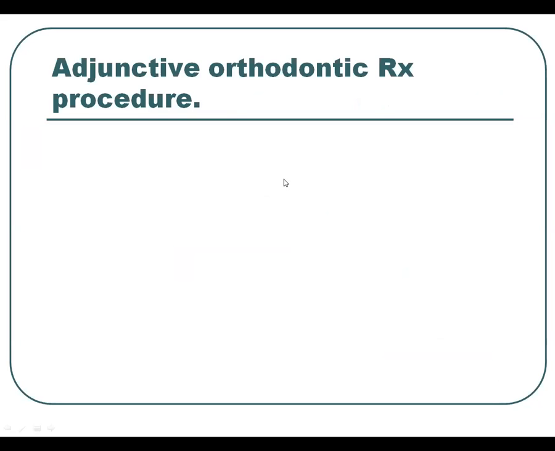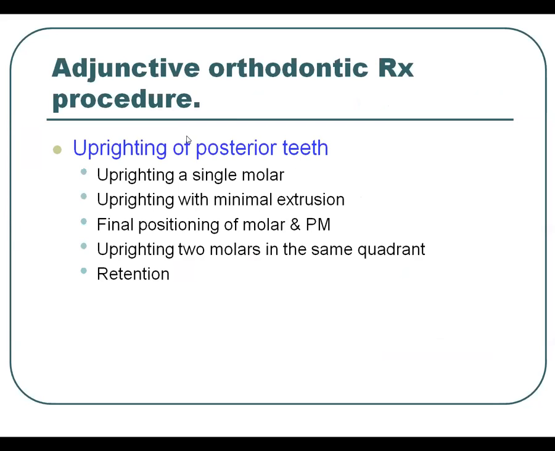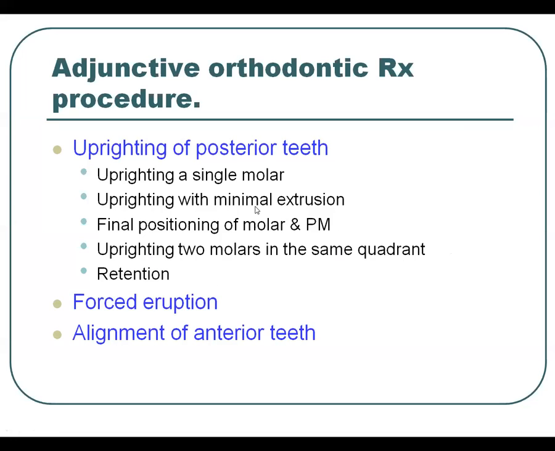Next, coming to adjunctive orthodontic treatment procedures. As we already discussed, uprighting of the posterior teeth, especially when there is a missing tooth, the adjacent tooth will incline into the extraction space. It has to be uprighted, especially molars and premolars. Then forced eruption and alignment of anteriors. So these are the adjunctive orthodontic treatments.